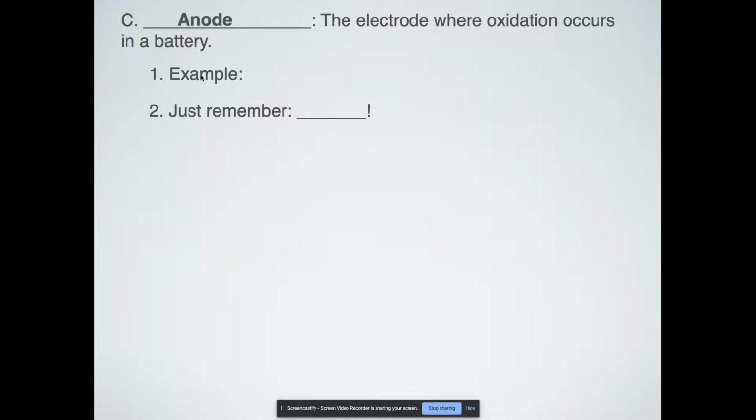Now let's talk about batteries, since electrochemistry is often applied to batteries. There are 2 main parts to a battery that we're going to be identifying right now. We have the anode, and the anode is the electrode where oxidation occurs.